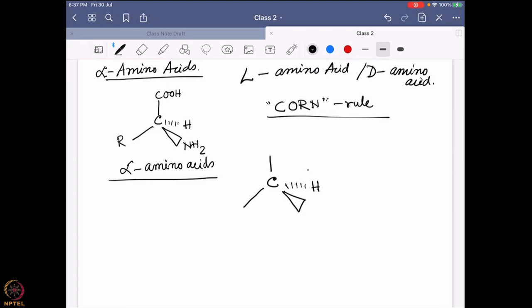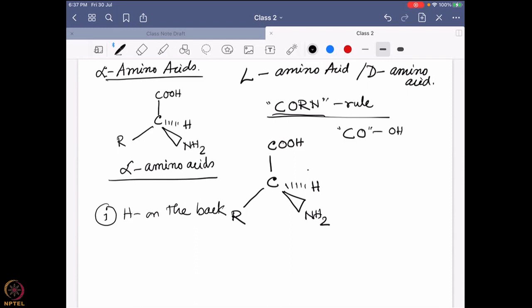That is the first thing. Hydrogen on the back. That means it should take the backmost position, the wedge bond. Then put the groups: carboxylic acid group, R group, NH2 group. And then follow the CORN. The CORN stands for carboxylic acid, then R, then the amine group.